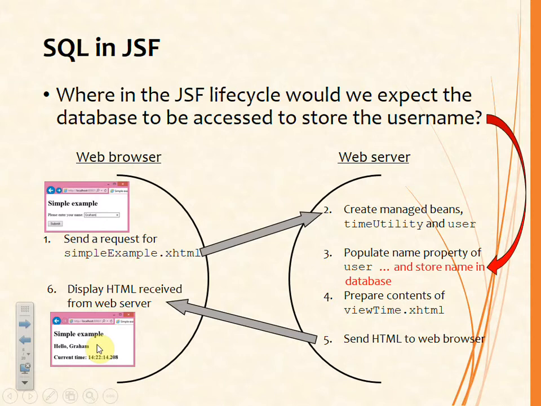All right, so we can't really do it before populating the user bean, because until then we've got no guarantee that the data is valid. When step 3 takes place, the name property is given a value. It's then and only then that we know that the value is valid. So that's the appropriate place, it would seem, to access the database.